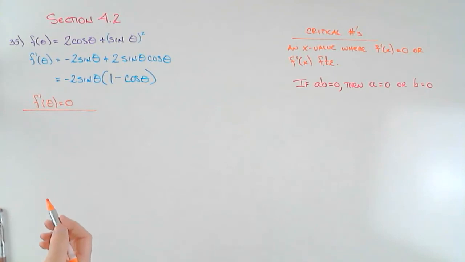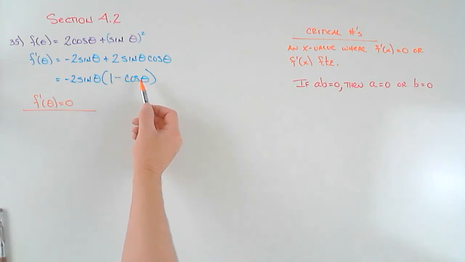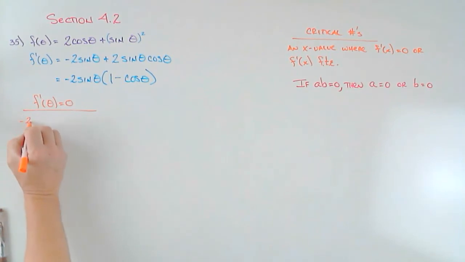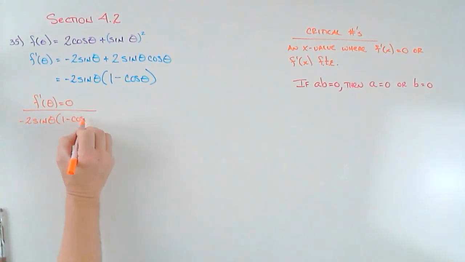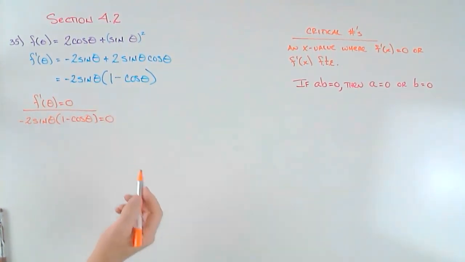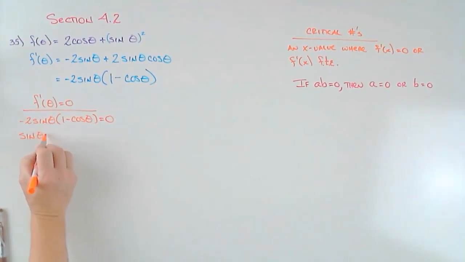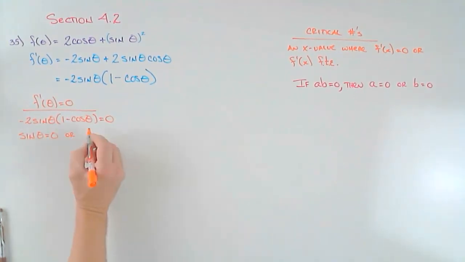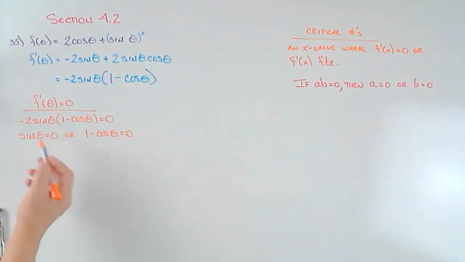Now, when will this equal 0? Well, once again, it's a product. It's negative 2 times sine times 1 minus cosine. So where do we go from here? Well, we take this and we set it equal to 0. We're going to employ the zero product property again. Negative 2 is not 0, so that factor we can ignore. So that's going to give us sine of theta equals 0, or 1 minus cosine of theta equals 0. So we have to answer, when does the sine of theta equal 0?